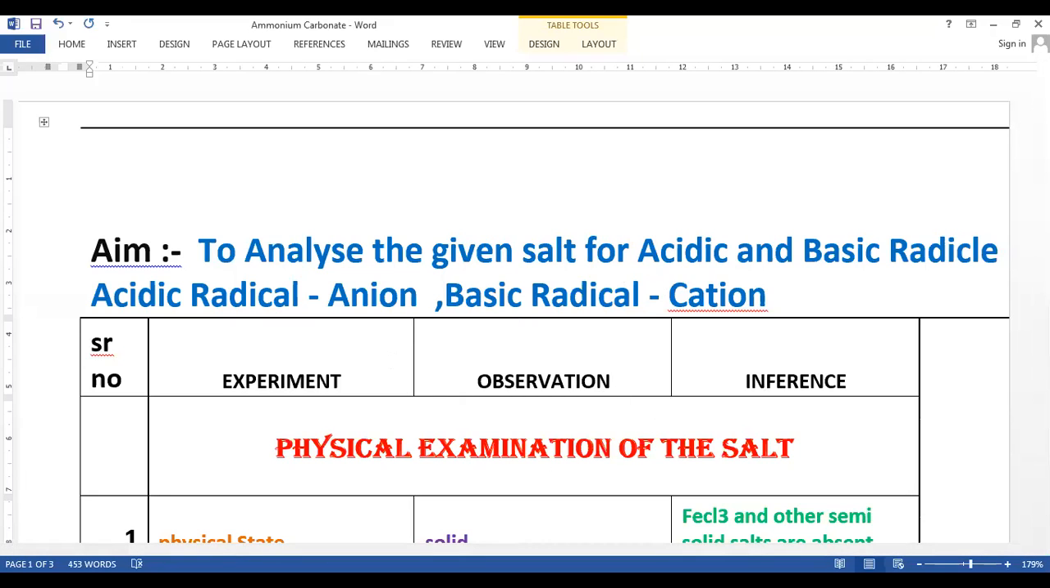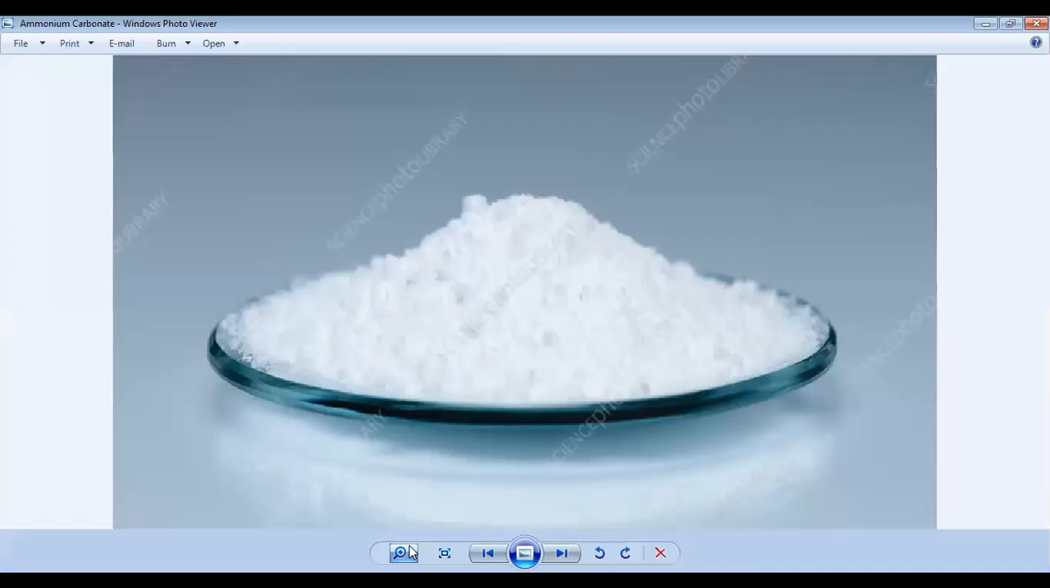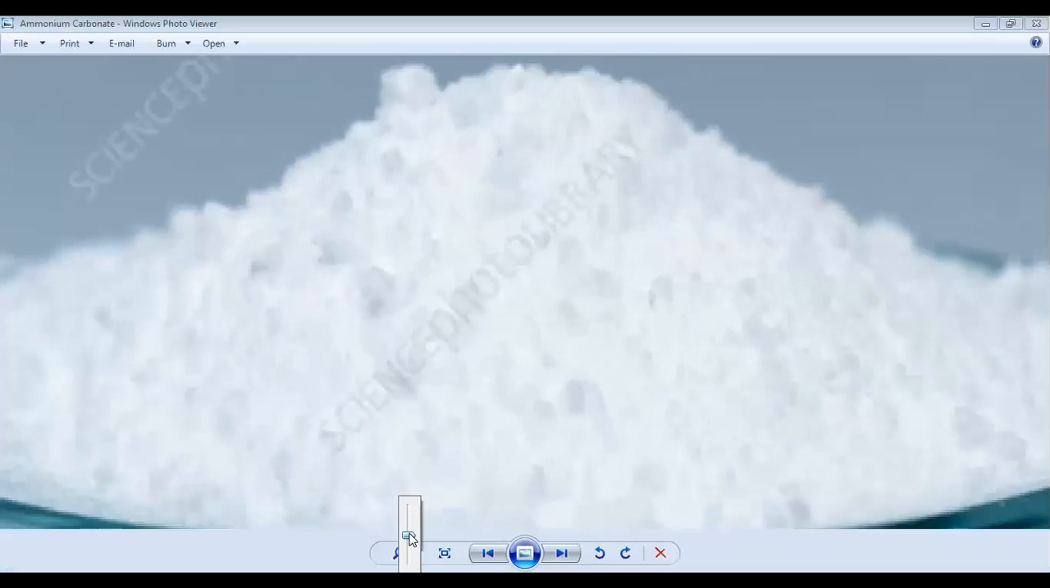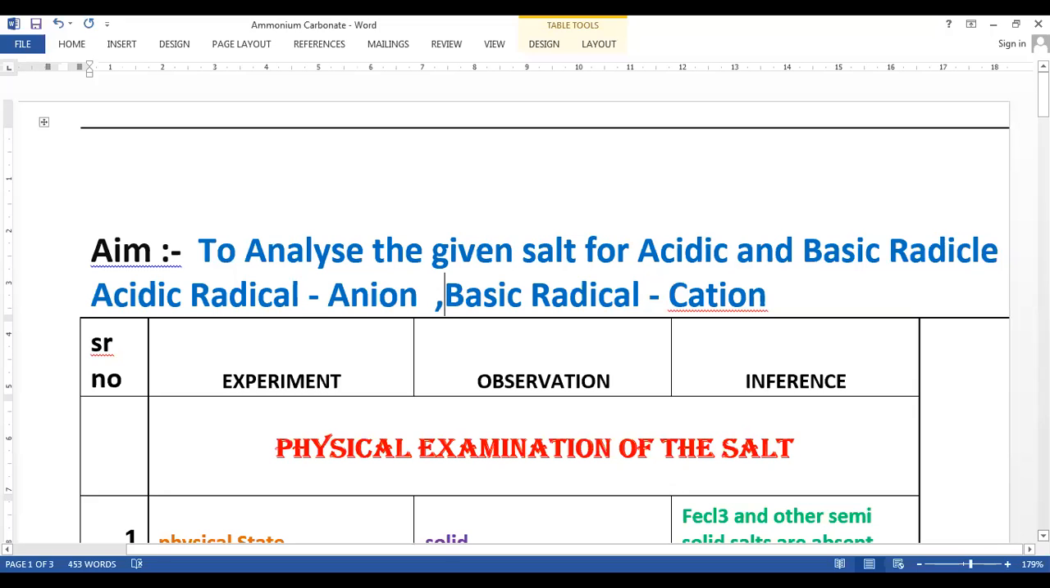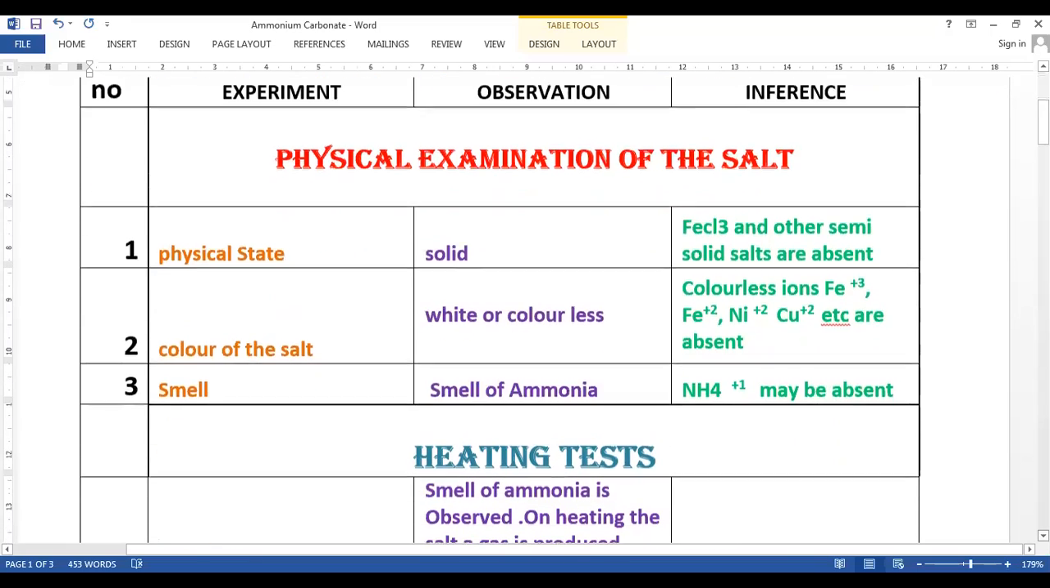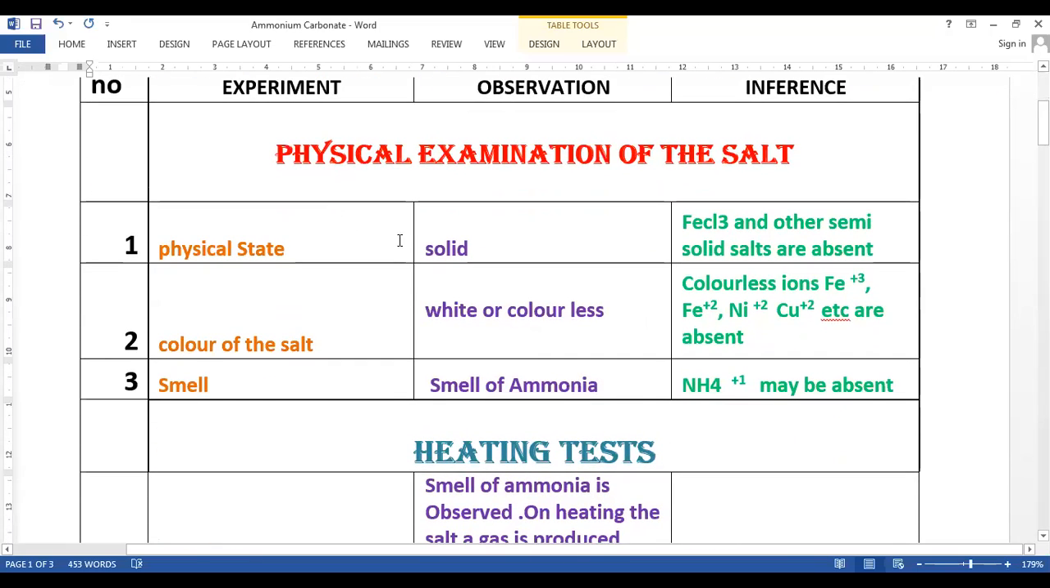You can see that the given salt looks like this. So we are going to analyze this given salt, my dear students. You can see the salt easily, and then we can go for the physical examination of the salt. You can see that the physical state of the salt is solid, and that is why we can say that FeCl3 and other semi-solid salts are absent.